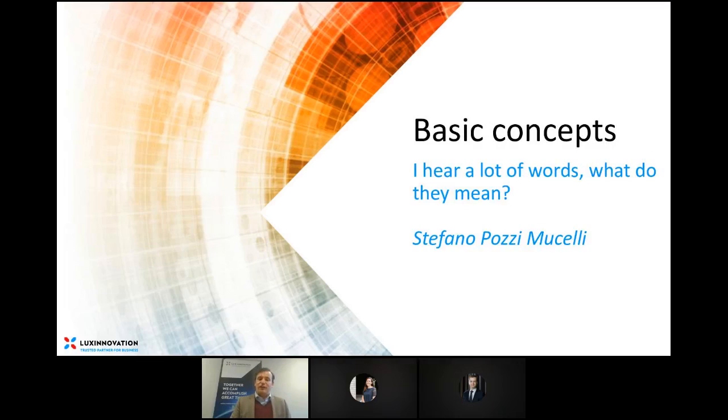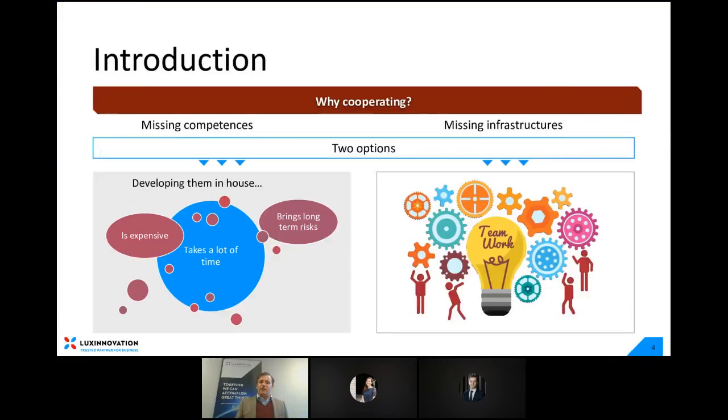You have heard already quite a lot about European programs in the last hour. You probably have heard quite a lot also in the past. So what do all these concepts that you have heard mean? Let's start from the basis. When you hear normally speaking about European programs, you hear about cooperation. And what is the motivation for cooperating into, well, a collaborative research program?